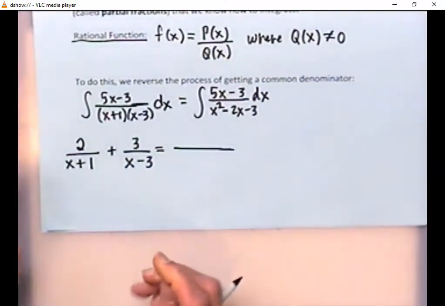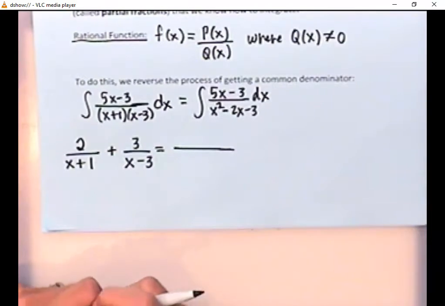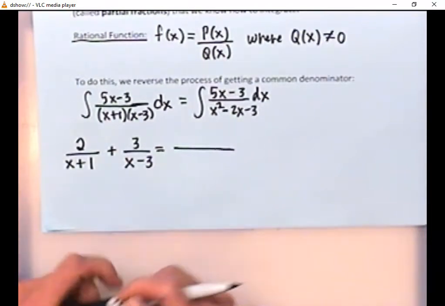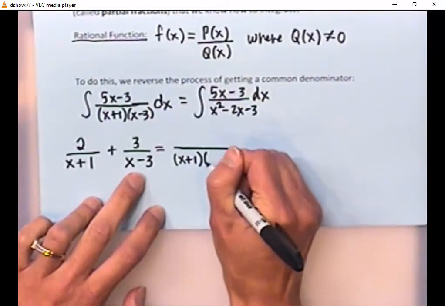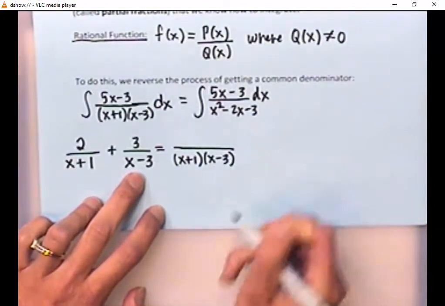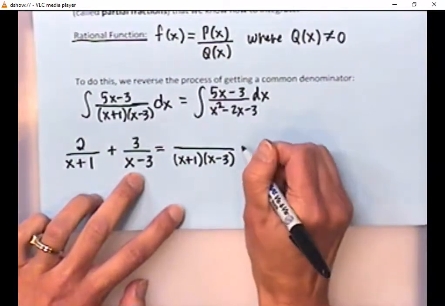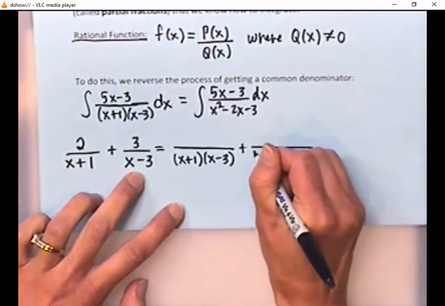How do we get a common denominator here? What is our common denominator? Yeah, both of these, right? So our common denominator would be made of both of these, what we call linear factors. So we would rewrite them each with a common denominator.